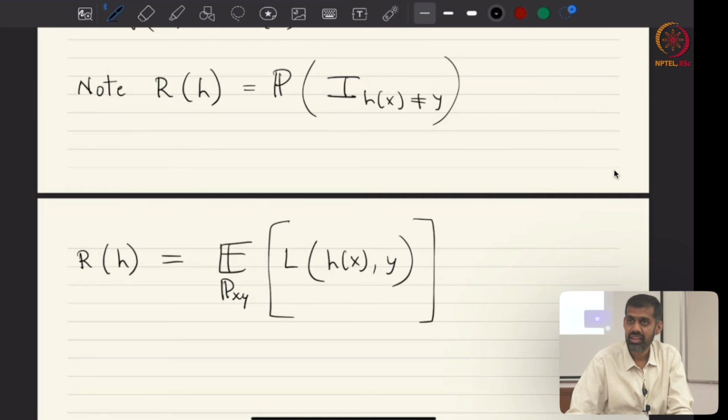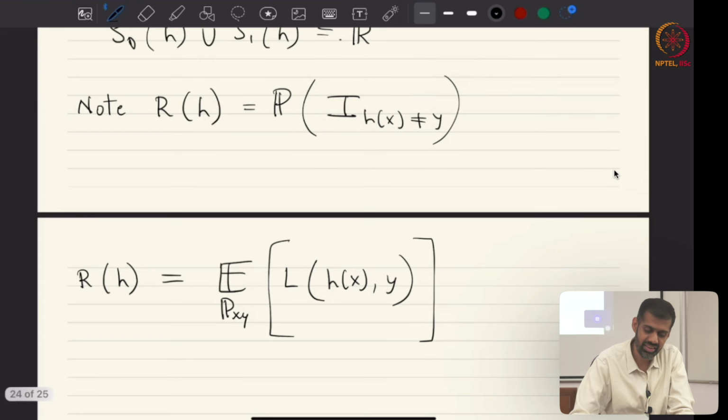Why? Because it can take two values, right, with certain probabilities. So what is the expectation of an indicator random variable? It is the probability that it takes one of the values. That's it. So that's why the risk is equal to the probability. See, we have defined the risk as 1.